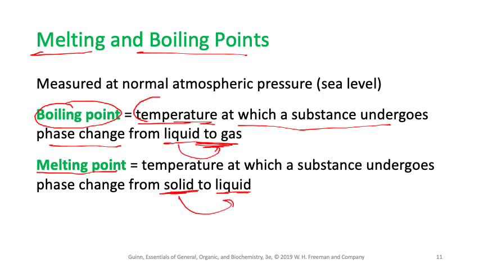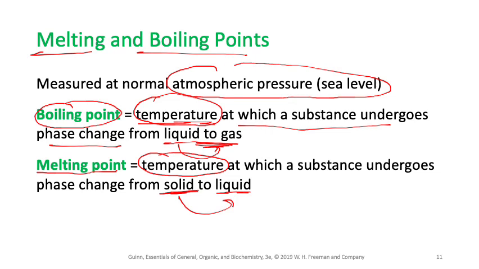Boiling and melting point are the temperatures at which you're going to see these phase changes: from liquid to gas for boiling point, from solid to liquid for melting point. And all these temperatures are measured at normal atmospheric pressure, right? The normal atmospheric pressure is 1 atmosphere. We're going to talk about this later on. Atmosphere is the unit of pressure, but make sure you know this definition of melting and boiling point.